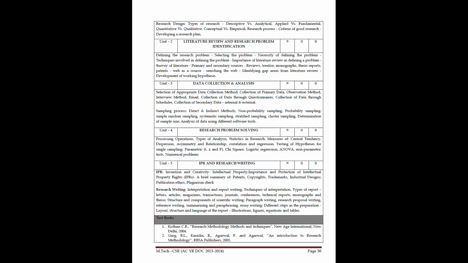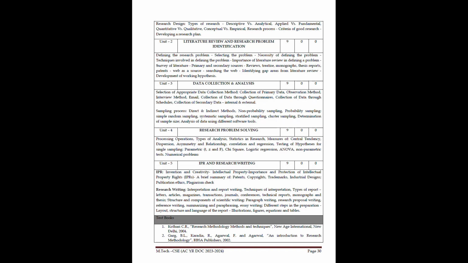The second unit deals with literature review and research problem identification, in which you'll learn concepts like defining the research problem, selecting the problem, necessity of defining the problem, techniques involved in defining the problem, importance of literature review in defining a problem, survey of literature, primary and secondary sources, reviews, treatises, monographs, thesis reports, patents, web as a source, searching the web, identifying gap areas from literature review, and development of working hypothesis.